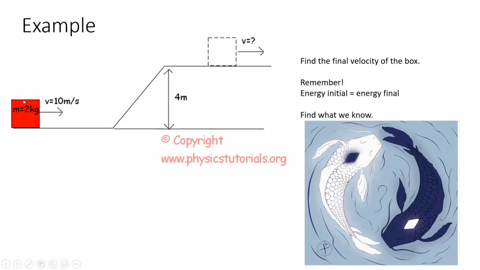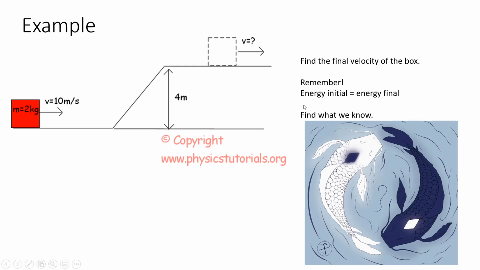We have this block right here. It's 2 kilograms, and the problem is telling us it's moving 10 meters per second to the right. So then you can see we have this little hill, and it goes up by 4 meters. And so the question is, what is the final velocity?